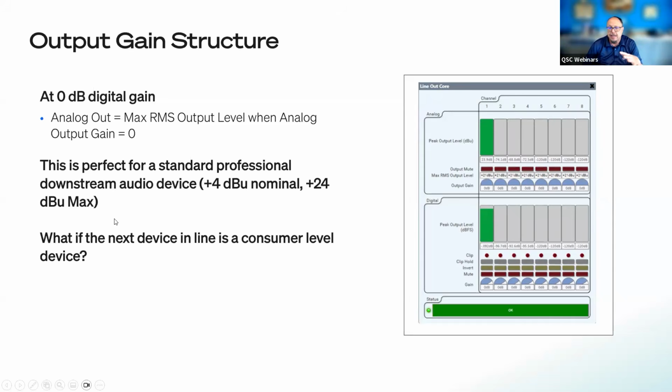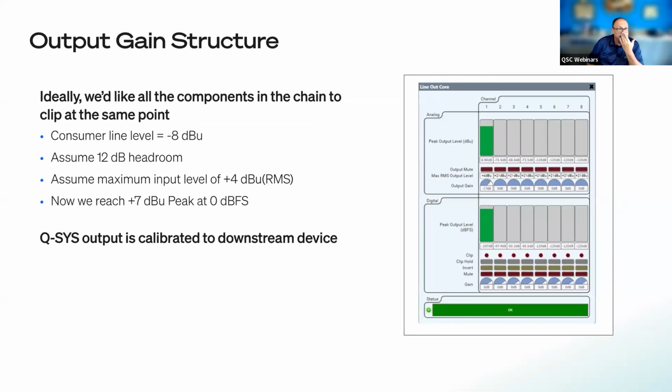What if the next device in line? Remember I said that consumer devices, they don't want to see plus 4 dBu. They want to see like negative 10. Consumer line level is about negative 8 dBu. And so what you would do there is you would come in and adjust this output gain of your analog. So we go through the digital to analog conversion, and essentially we're turning the volume down on the output so that we don't overdrive the input of the next system down.